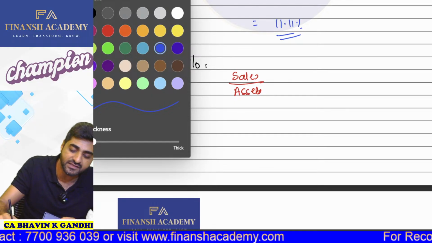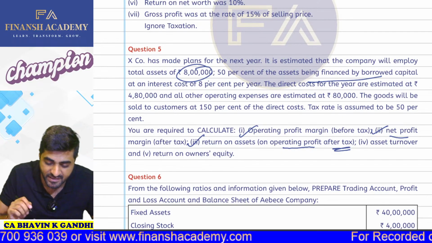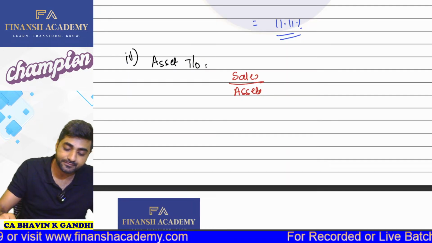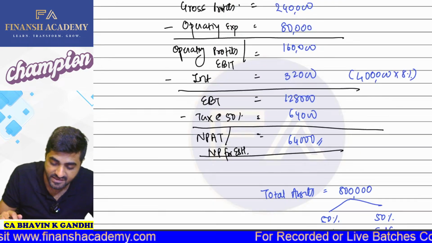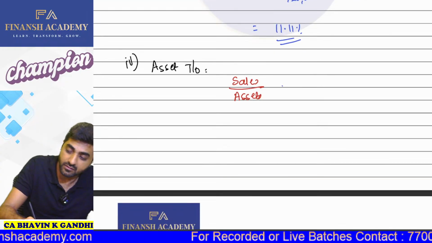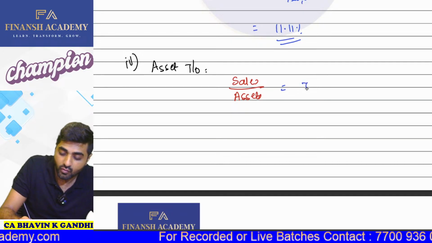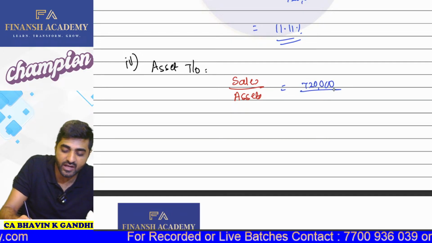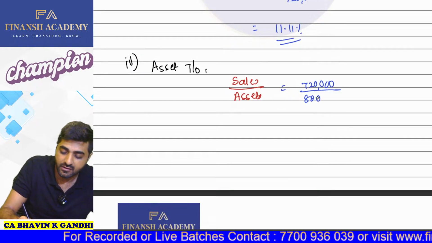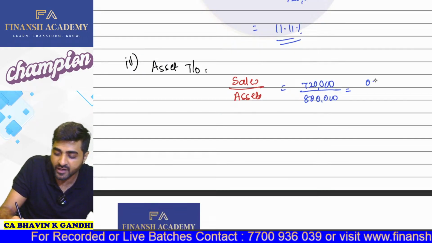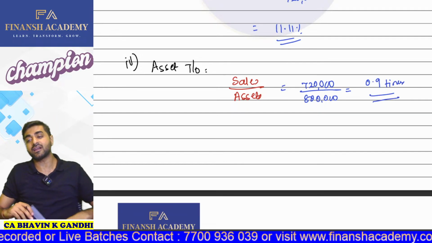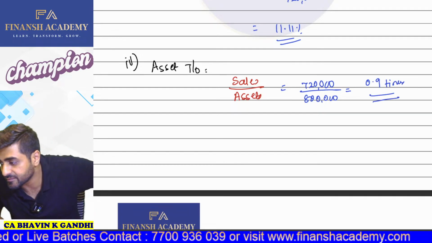What is the amount of sales we have? The amount of the sales which we have is nothing but 7,20,000. What is the amount of the assets which we have? The amount of the assets which we have is nothing but 8 lakhs. So this ratio is going to be 7 lakh 20 divided by 8 lakhs. So this is going to be 0.9 times.